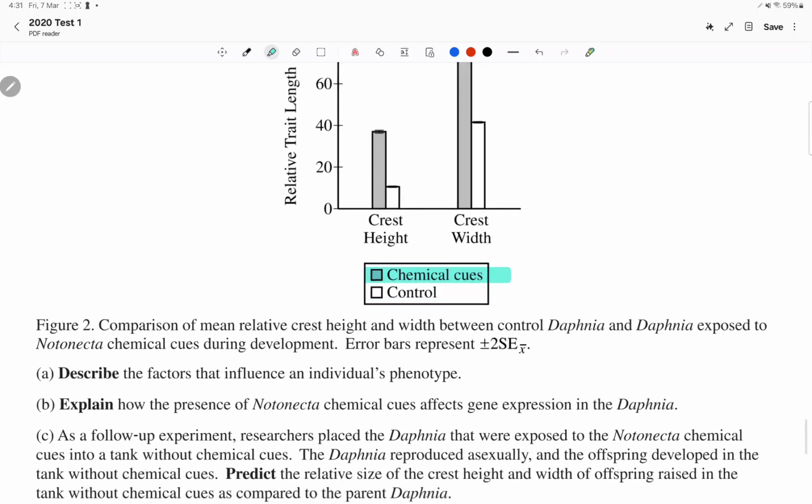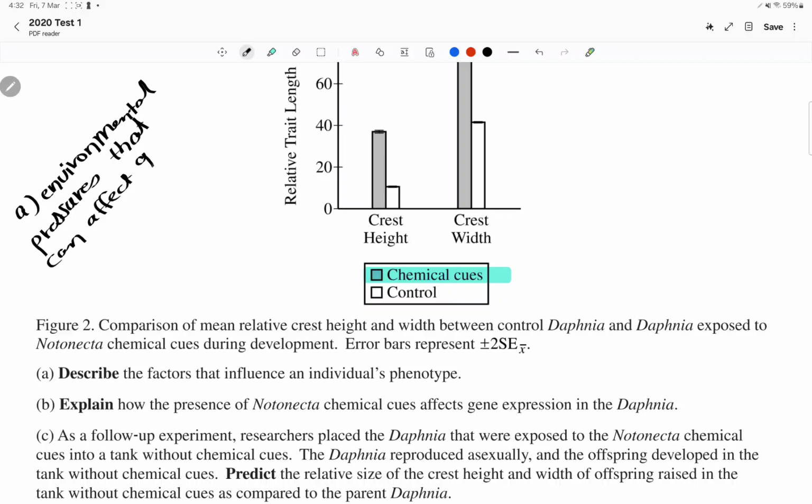Okay, A, describe the factors that influence an individual's phenotype. Environmental pressures, like danger. That's not enough, though. This has to do with units 7 and 8, right? No, chapters 9 and 10. That can change the expression of genes. That can affect gene expression. Yes, you must say that, because if there is only environment without affecting gene expression, that's not going to affect anything.